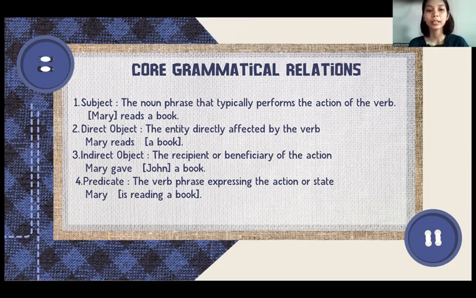And the next is indirect object. An indirect object is the recipient or beneficiary of the action. Like Mary gives John a book, and John here is the indirect object. And the next is predicate. A predicate is the verb plus what expresses the action or state. For example, Mary is reading a book. 'Is reading a book' is an example of the predicate.